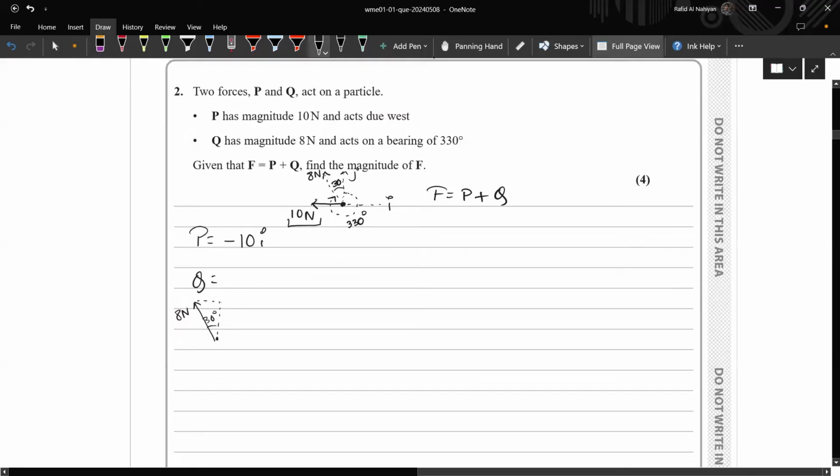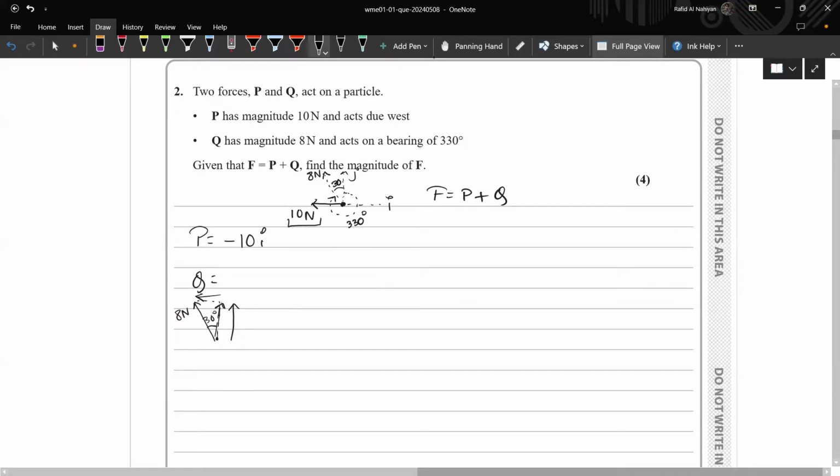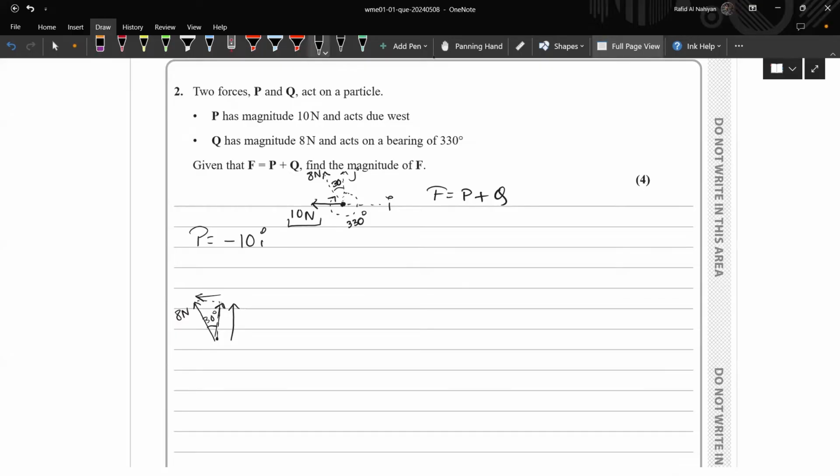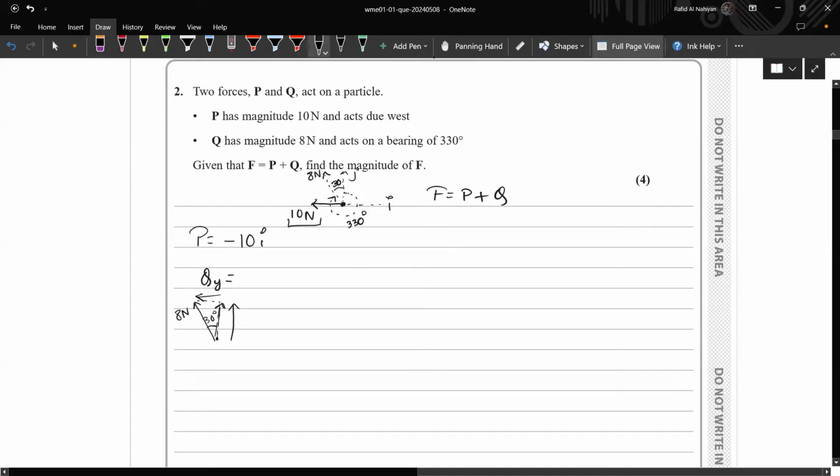So there are two components here. One is this, the vertical component, and this is the horizontal component. How do I find out these components? Well, I know that this angle is with this axis. So the vertical component is going to be, I'm going to denote the vertical component by QY, okay? So the vertical component is 8 cos 30. If you have trouble understanding, I can show you why it's 8 cos 30.